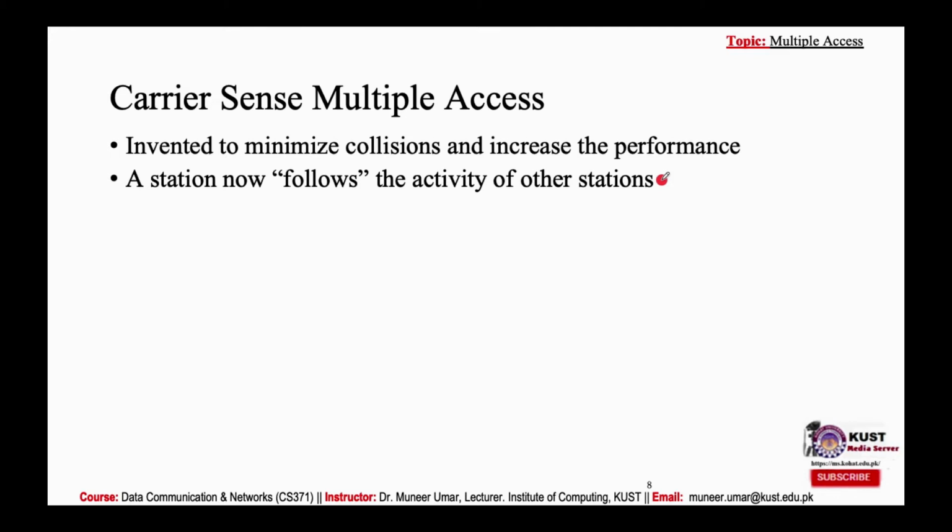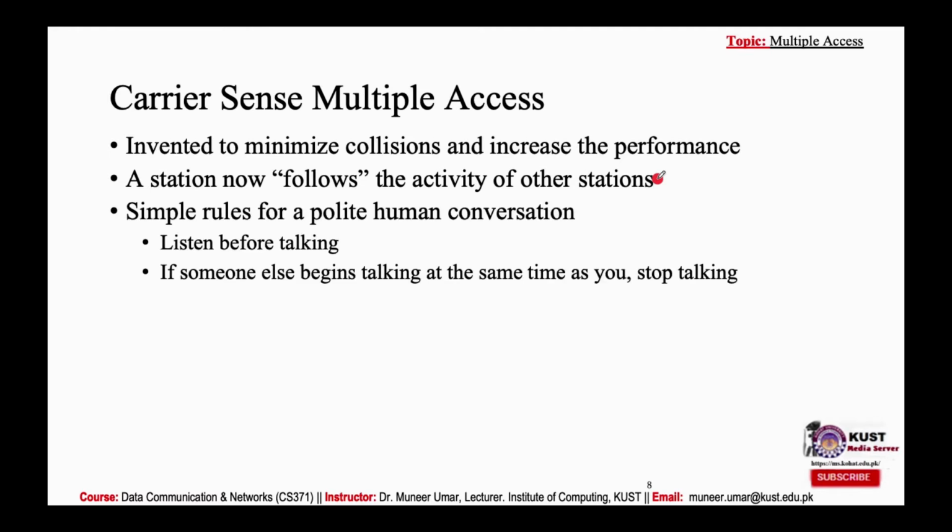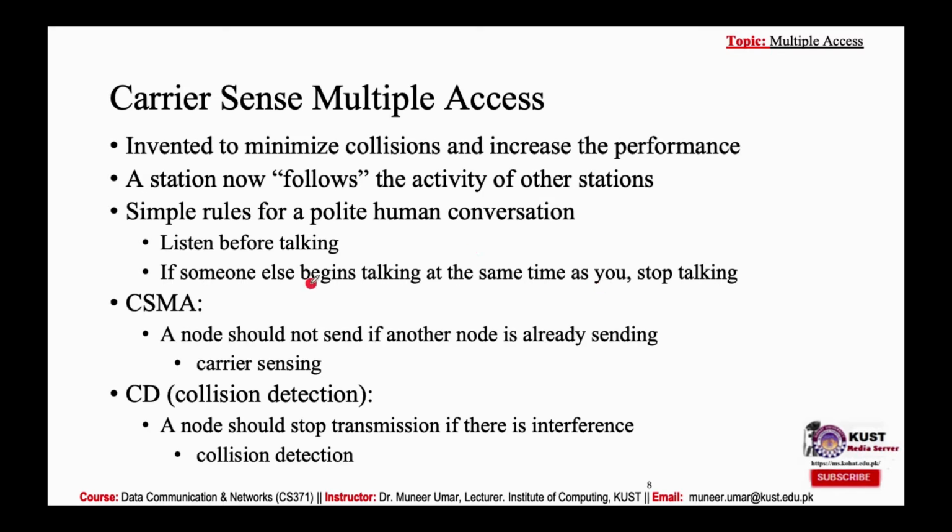CSMA requires that each station first listen to the medium or check the state of the medium before sending its own data. We have simple rules, just like human conversation. Listen before talking. If someone else begins talking at the same time, then stop talking and wait for the other person to stop and then resume your conversation. So in CSMA, a node should not send if another node is already sending. This is carrier sensing. And then we have collision detection. A node should stop transmission if there is interference.